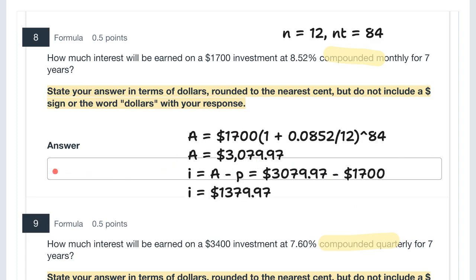So in my box here, I type in 1379.97. This question was only asking for the interest, so that better be the answer that I provide.